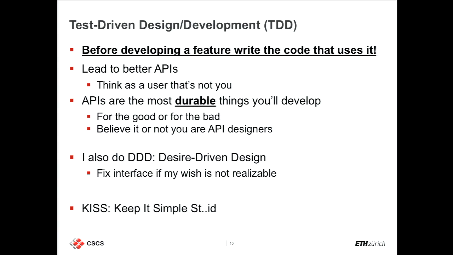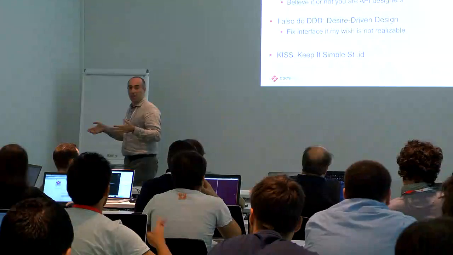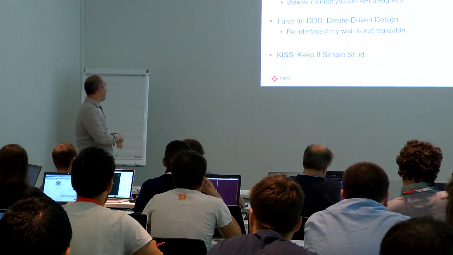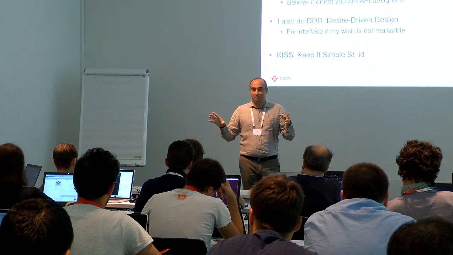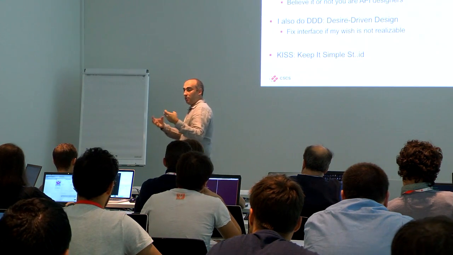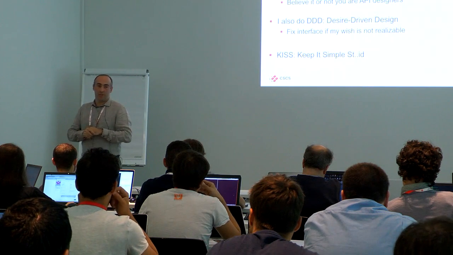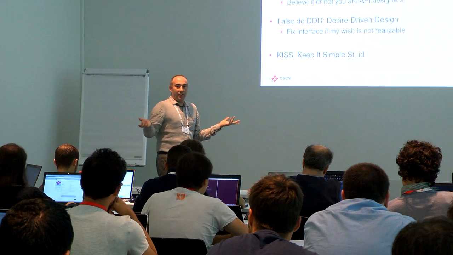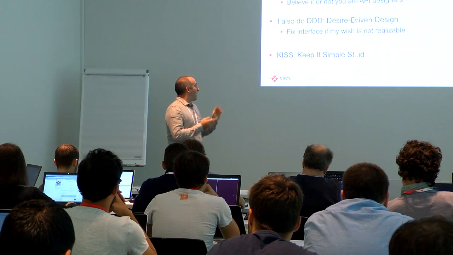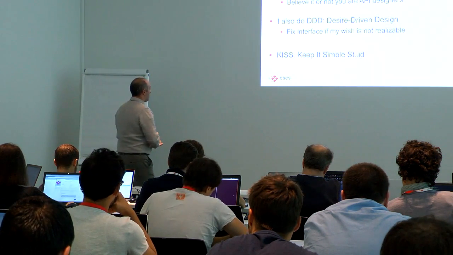APIs are the most durable things you will ever write. When you write an API, if it is adopted, you're stuck with it. So you had better get it right, otherwise people will be stuck with a bad API for the rest of your life. And everyone is an API designer. You might think you're writing the code for yourself, your own little research code or something. Then you go back in a couple of weeks and you say, what the hell was I thinking when I wrote this thing? So everyone is an API designer.